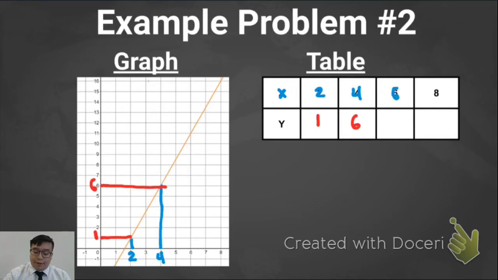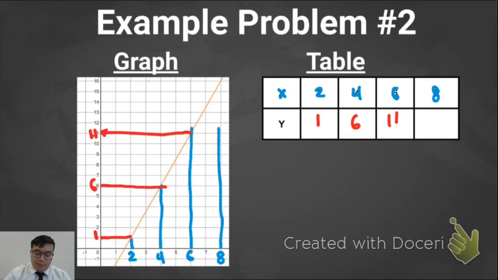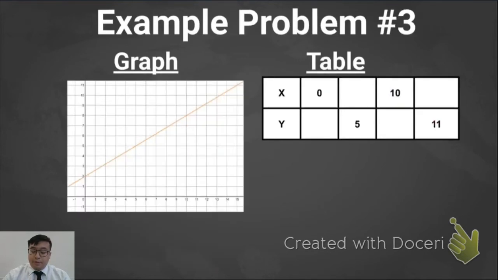Now let's find x equals 6. So here's 6 on the x-axis. Going all the way up to my line and moving to the left, I see that my matching y value is going to be 11. So I have the point 6, 11. And finally for our last point, when x equals 8, here's 8 on my x-axis, going all the way up till I reach the line. And looking to the left, I see that my matching y value is going to be 16. So I have the point 8, 16. All right, here's our third example.